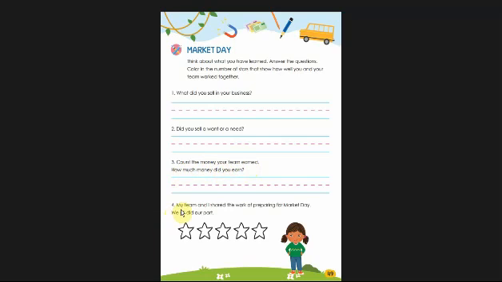Number 4, my team and I shared the work of preparing for market day. We all did our part. So here you're gonna give yourselves stars. See how many stars you earned for your market. If it was really good, you can color the 5 stars. Now let's see.